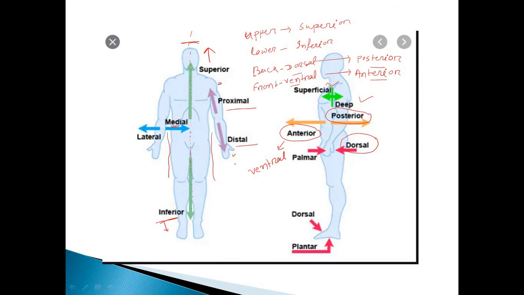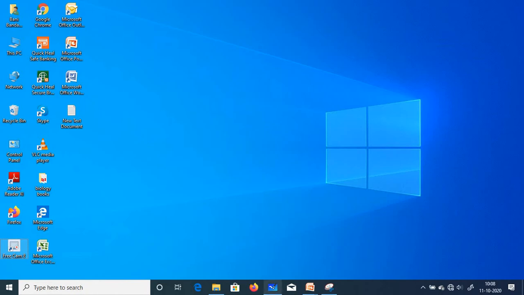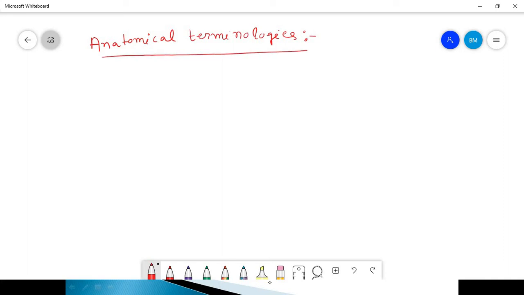Let's discuss more about these terminologies. So these are anatomical terminologies, and the terms are directional: either upper, lower, back, or front. Directional terms.